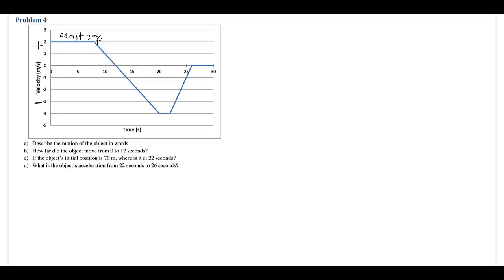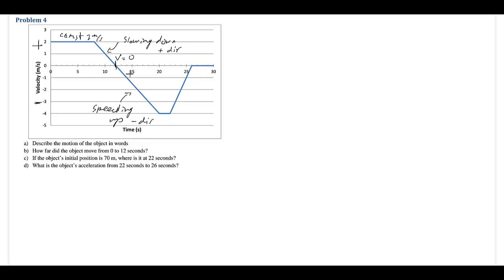At which point, after about 8 seconds, it starts slowing down, because it goes from 2 meters per second starting to approach 0, right? At 12 seconds, the object stops and then promptly turns around and starts speeding up in the negative direction. So this, again, is slowing down in the positive direction, and this here is speeding up in the negative direction, at some acceleration, which I will determine later.